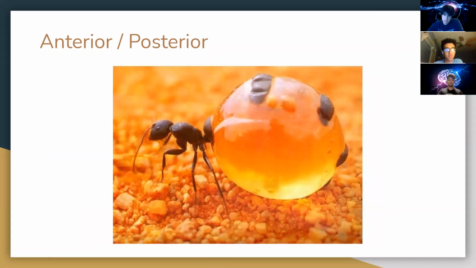Next, the opposite of anterior is posterior. This is where posteriors are, in their behind. So posterior means behind, the behind of the brain, or opposite of anterior. This is on the opposite side of the antennae in the ant body.